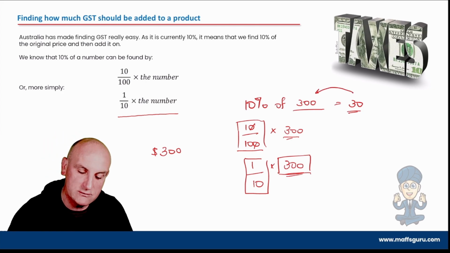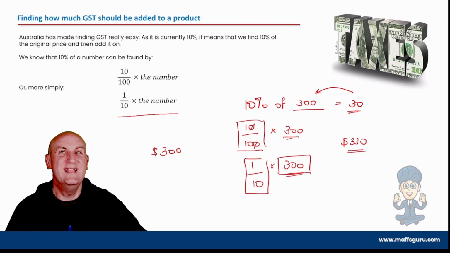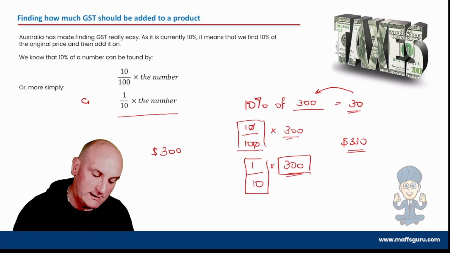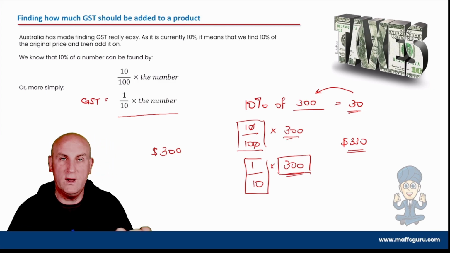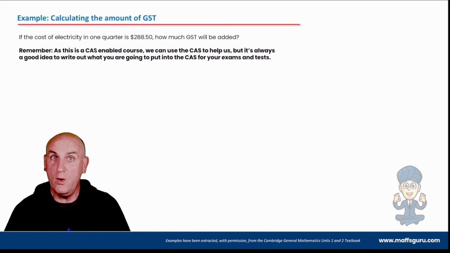So I've got to add that additional $30 onto there, so that I would be selling my bike or my e-scooter for $330. So if you've got a summary book, this is the important stuff. Put down that GST for Australia. You basically do 1 divided by 10 times whatever you're trying to add GST onto. And well, we've got an example.